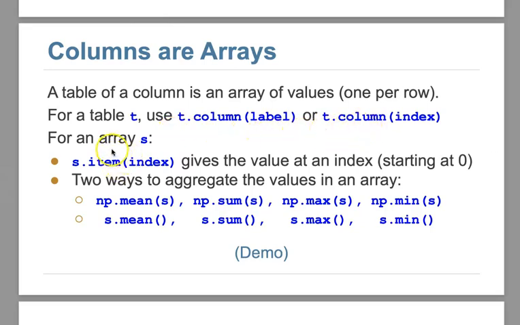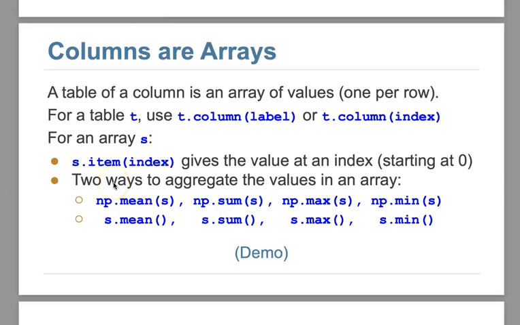If we have one array called S, every array you create from the table, you can assign a name to it to access that array. Like we told you in lecture 5, you can get a specific value from the array S. You just pass in the index when you call the item function. Remember, the index starts from 0.